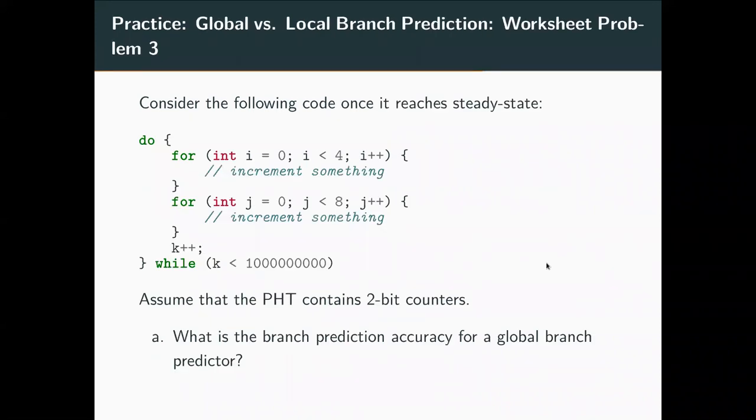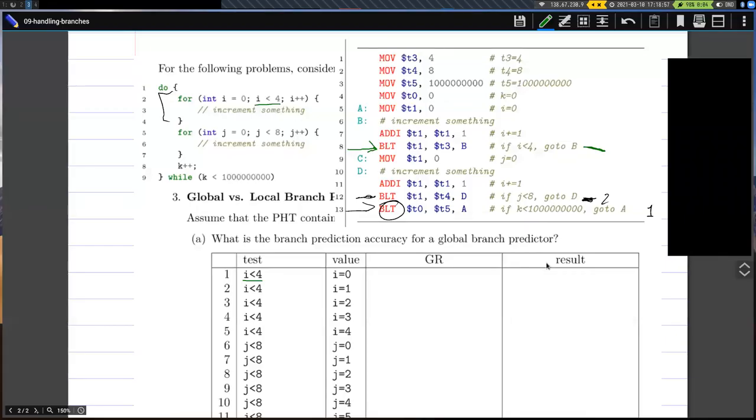Okay, so what does our global history register look like? Well, the first question to ask, and let me change this to a one since that's what matters here.